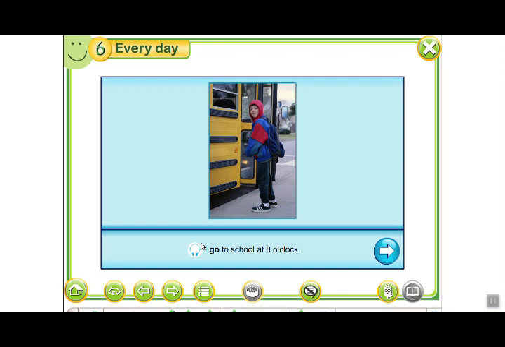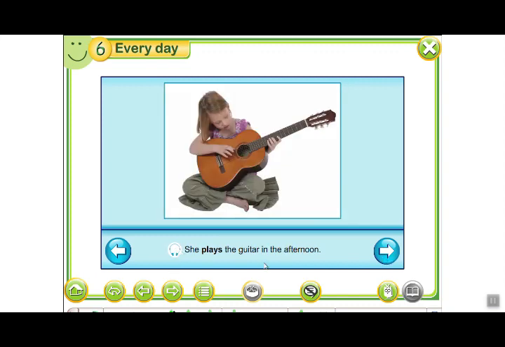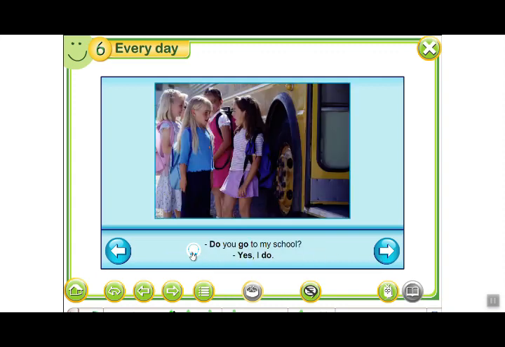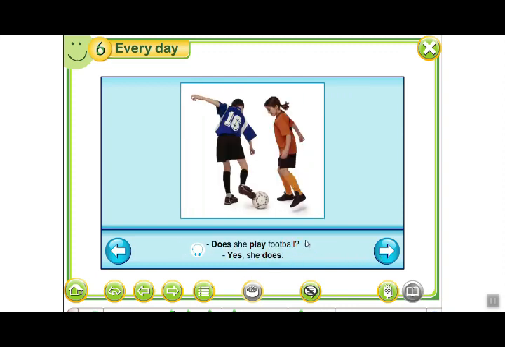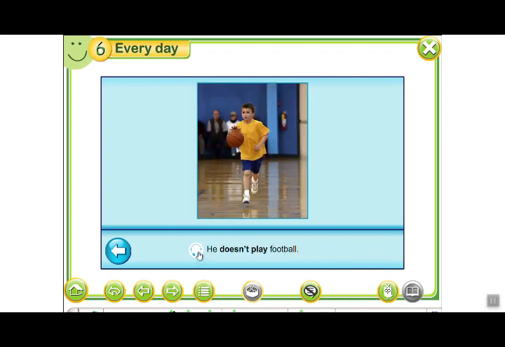Now here we have some other examples. I go to school at 8 o'clock. He brushes his teeth in the morning. She plays the guitar in the afternoon. It runs very fast. Do you go to my school? Yes, I do. She watches TV in the afternoon. Does she play football? Yes, she does. She doesn't get up at 6 o'clock. She gets up at 7 o'clock. He doesn't play football.